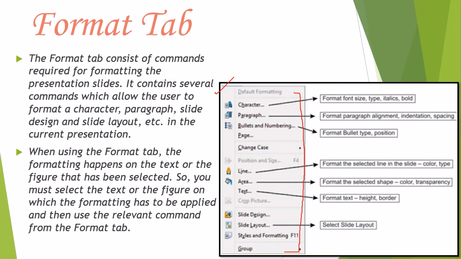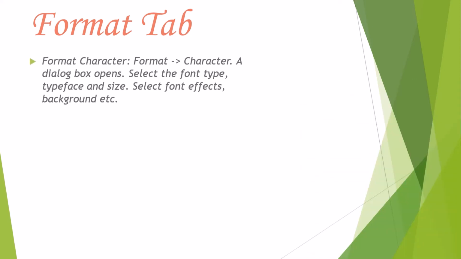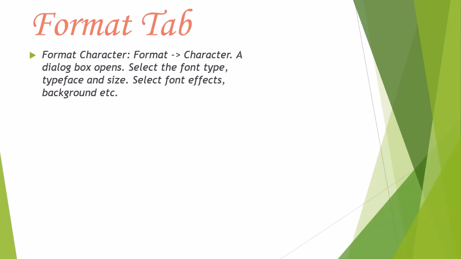Now, to apply formatting to a character, you have to choose the format tab, then choose the option character, and then a dialog box will open. You will select the font type, font face and the font size accordingly, and you have to select the font effects, background, etc. too.